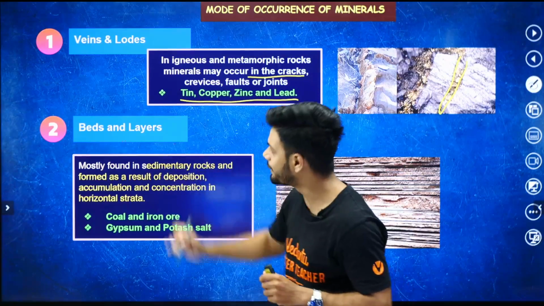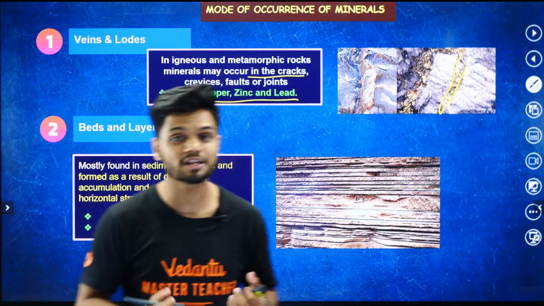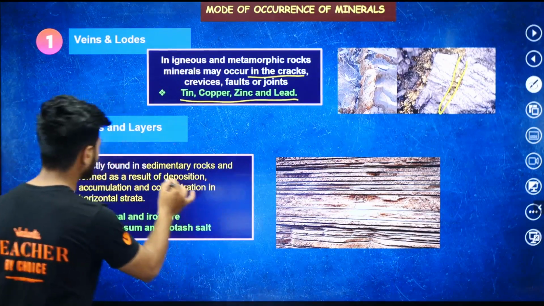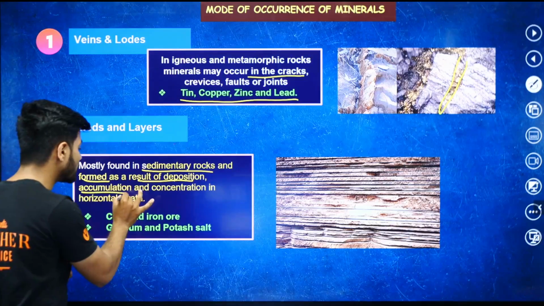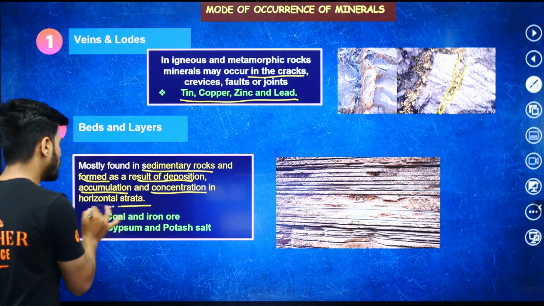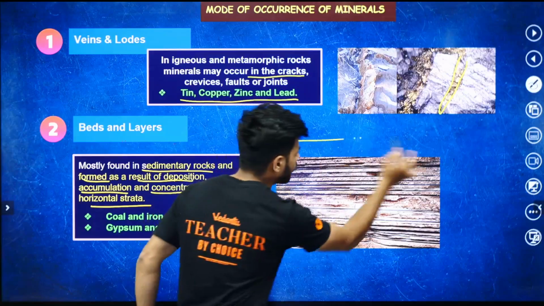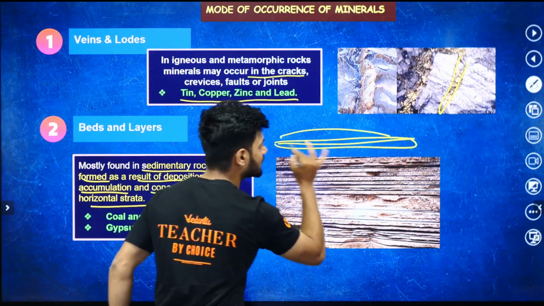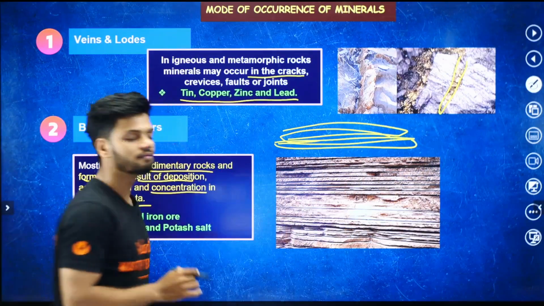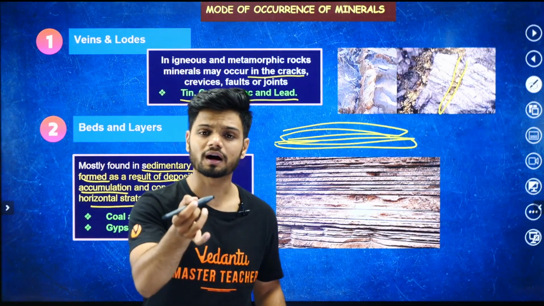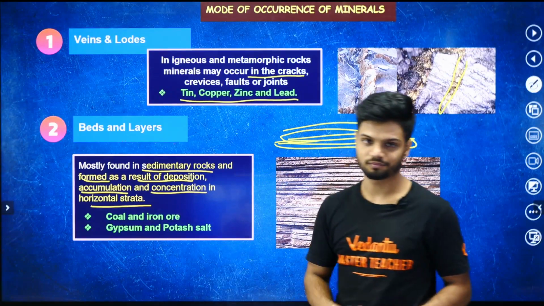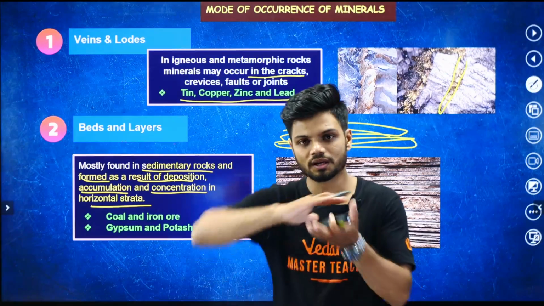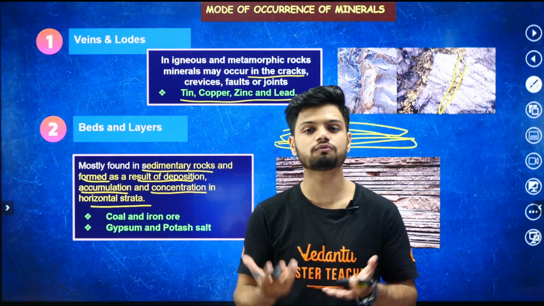Then we have beds and layers, that is mostly for your sedimentary rock. That is mostly found in sedimentary rock and formed as a result of deposition, accumulation, and concentration in horizontal strata. Can you see? Horizontal strata, layer by layer in your sedimentary rock, you can find this type of occurrence of minerals. Now, what minerals do we find here? Coal and iron. Mostly coal can be found in the sedimentary rocks, that is fossils.